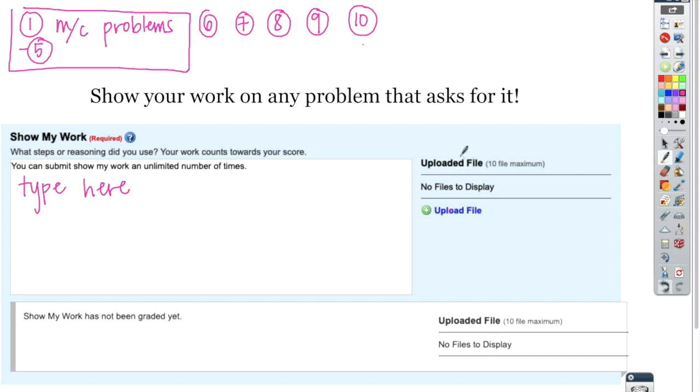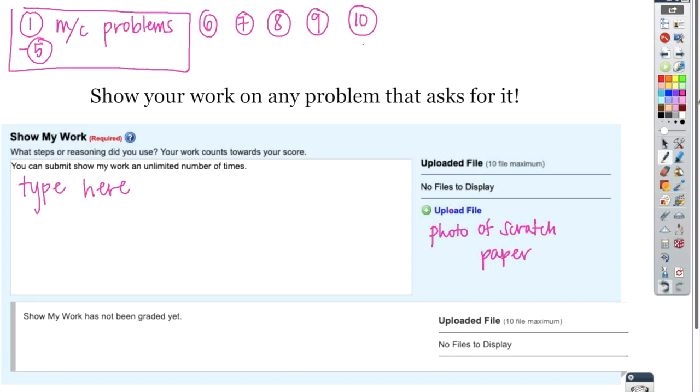Or you can do your work on scratch paper, which you should absolutely do anyway. You should definitely have some scratch paper available, and then you can upload a photo of your scratch work here. So if you want, you can just snap a photo with your cell phone or with the camera on your computer. I don't care. Whatever you want to do here. And then upload a file. Okay, so you will still have to show your work here.